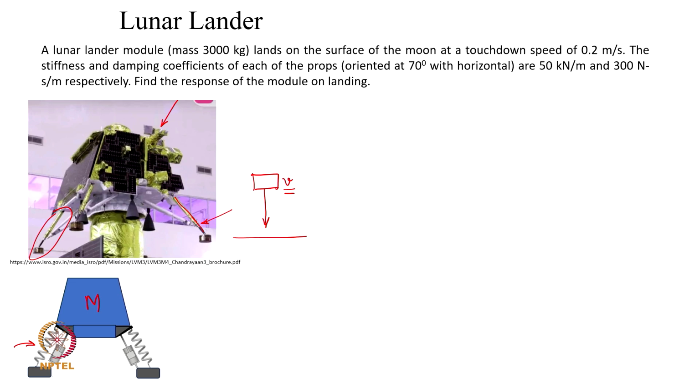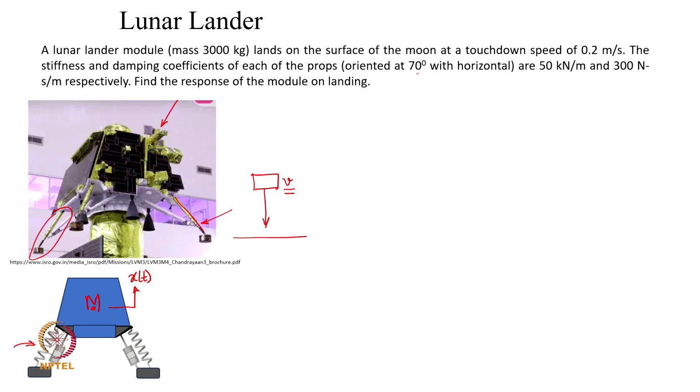And so, we would like to now make a vibratory model of this lander. We are basically going to assume that the CG is in the center here, so that all the props are equidistant from the mass. Another assumption is that we are going to look at the vertical vibratory response after it has touched down on the surface.